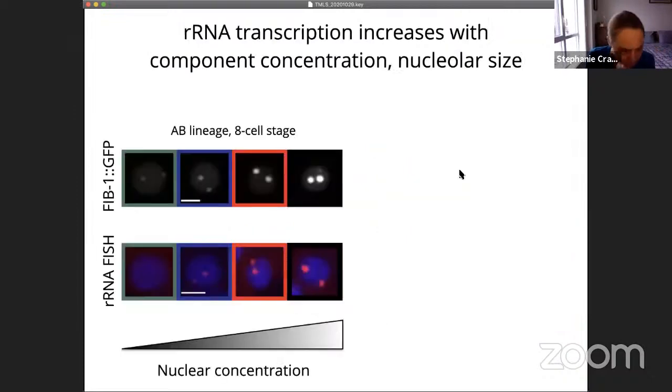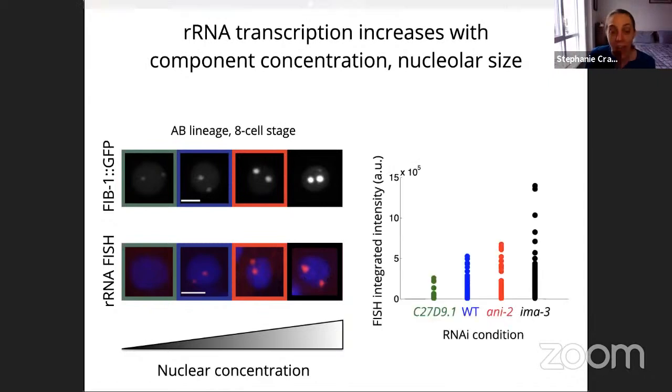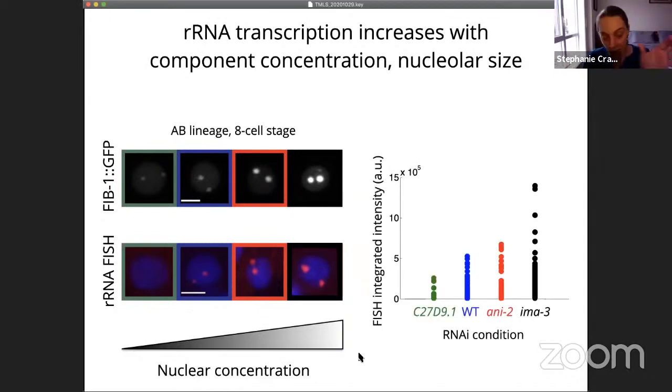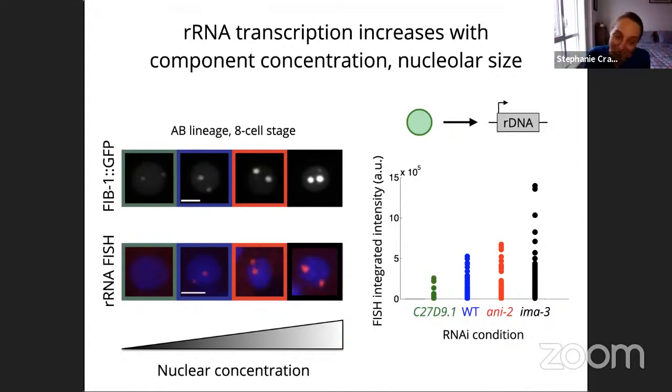So we took a step back and looked at a single cell stage at which we can control genetically the nuclear concentration of all nucleolar components. Here, at the same cell stage, if we increase the concentration of these components, then the size of the nucleolus increases as we would expect, and the transcription output also increases. So from this well-controlled, apples to apples experiment, it looks like the size of the nucleolus promotes transcription, presumably by concentrating polymerase and transcription factors.